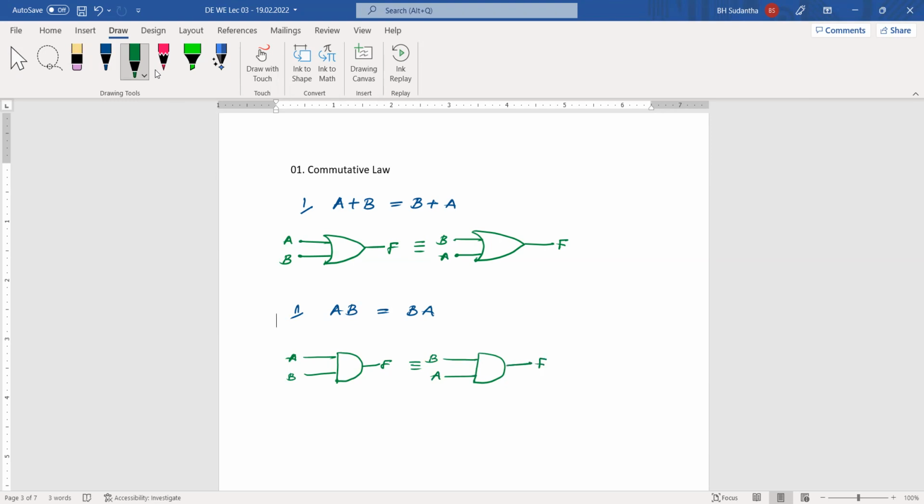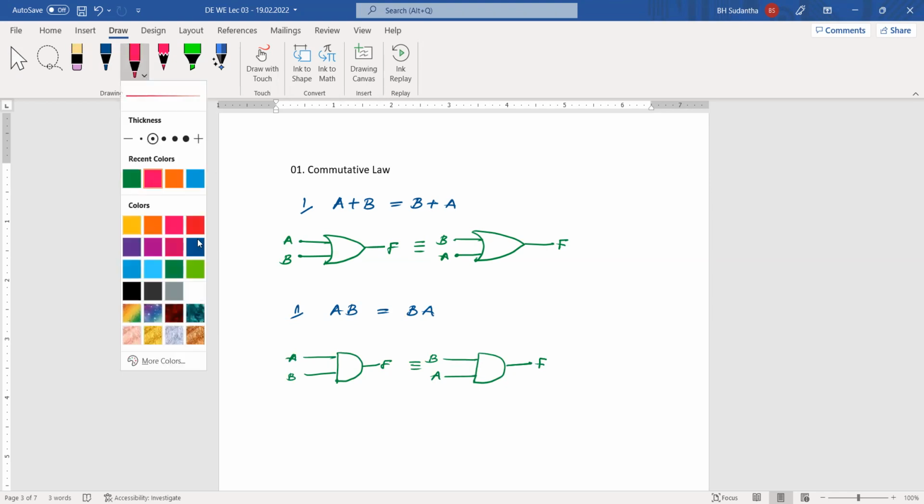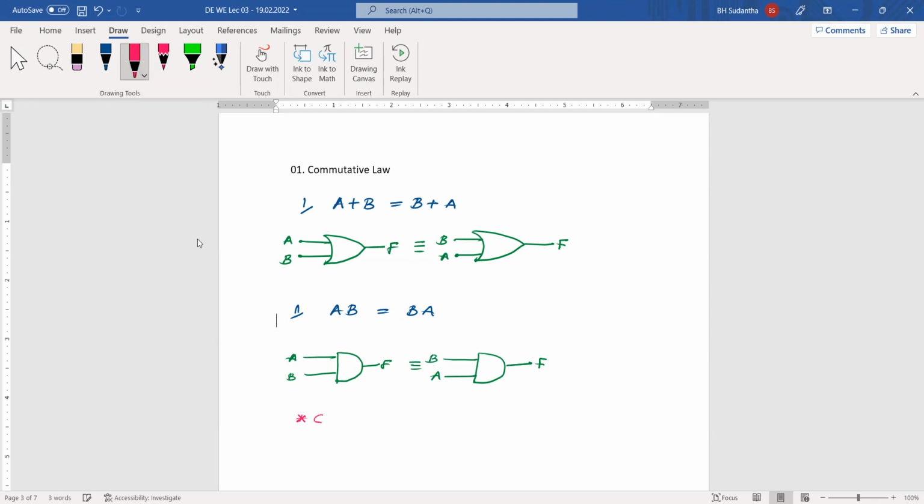Okay. Then what is the simple meaning of this? It tells us the order of variables. Here you can see that A plus B or B plus A, there is no difference, because the order of variables is not important. This is the idea behind this.